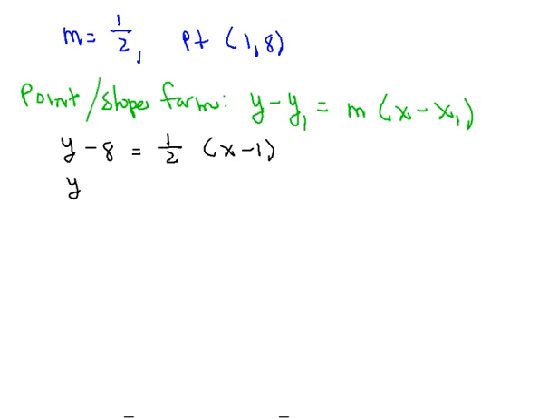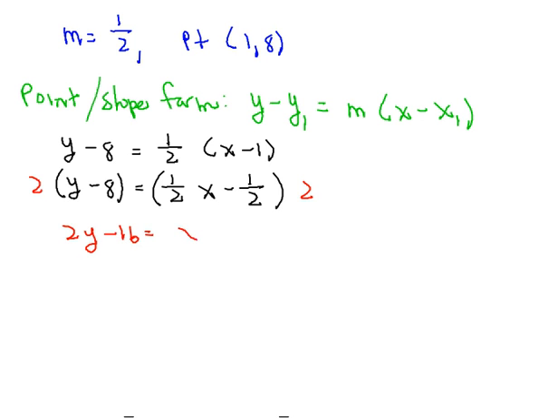And why don't we distribute on the right hand side? So we have y minus 8 then is equal to 1/2 x minus 1/2. And since we're asked to put this into standard form, which means we want all the coefficients to be integers, what I'm going to do next is eliminate the fraction. So let's multiply each side of the equation here then by positive 2. So we end up then on the left hand side with 2y minus 16 is equal to then x minus 1.